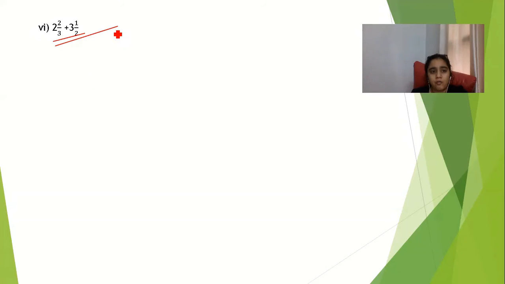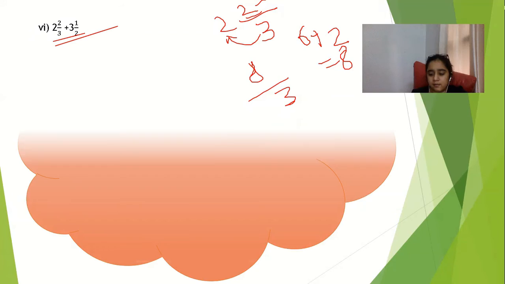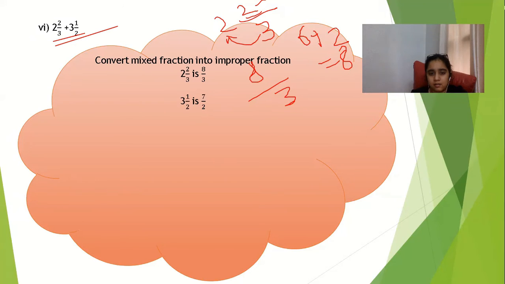So how will we solve this 2 and 2 upon 3? To find the numerator value, we have to multiply this 3 by 2, that is 3 multiplied by 2, we will get the answer 6. And add this 2 with this number, that is 6 plus 2 would be 8. So when I solve this 2 and 2 upon 3, I will get the answer 8 upon 3. That is, 2 and 2 upon 3 is 8 upon 3.